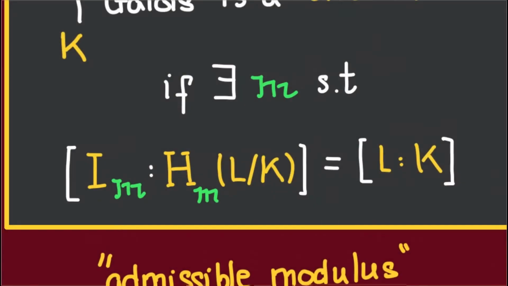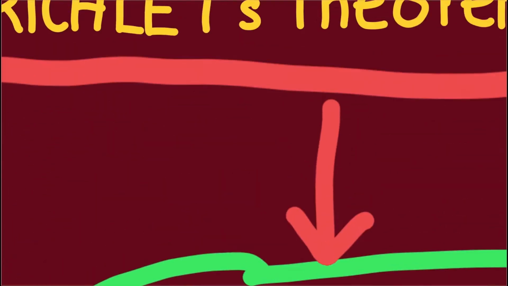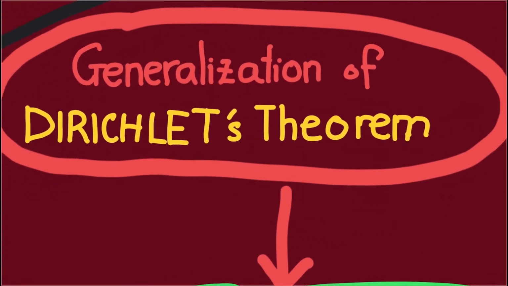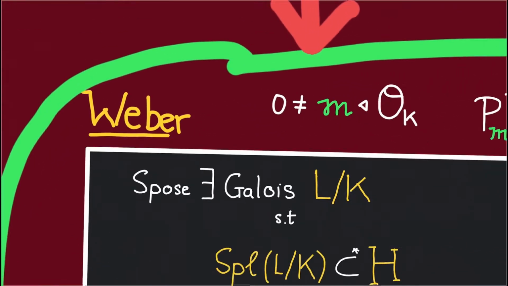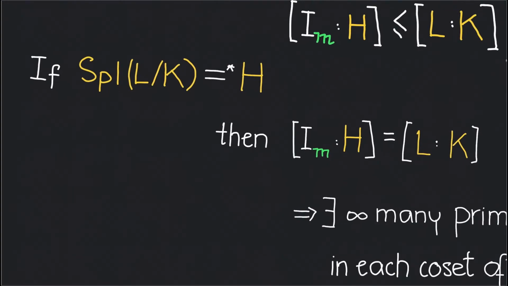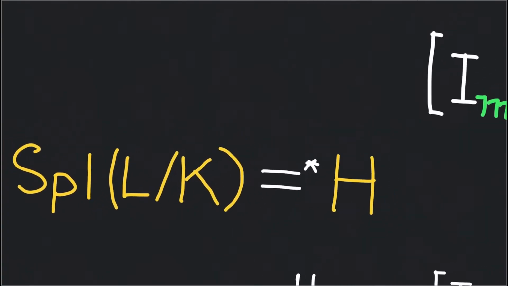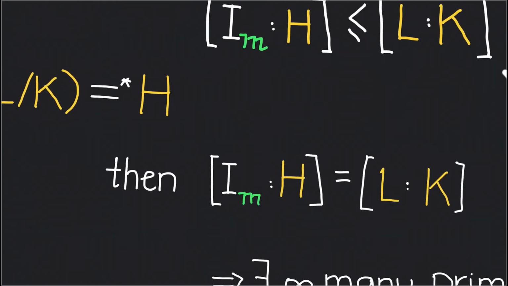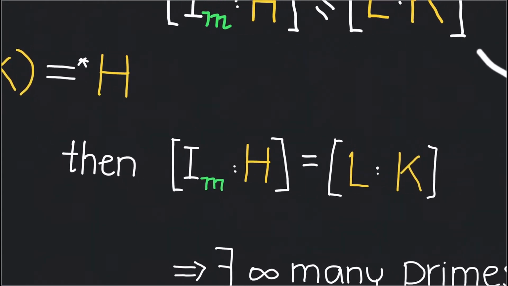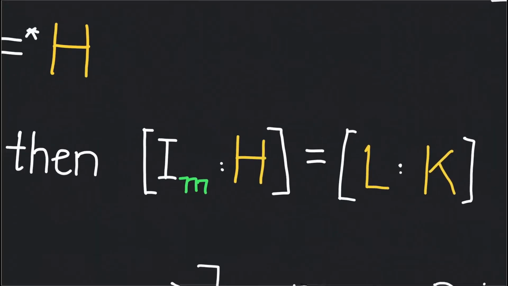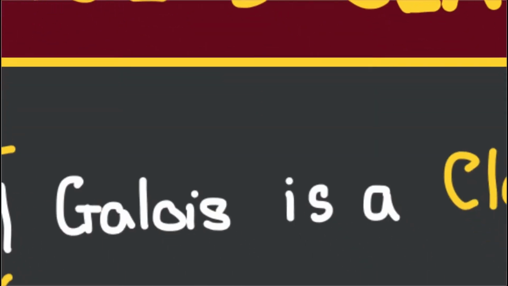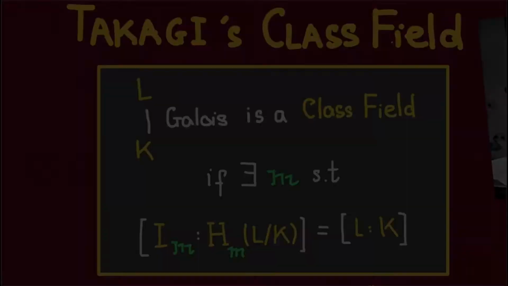This definition was inspired by Weber's generalization of Dirichlet's theorem. Recall that in Weber's generalization, we have that if L is a class field of an ideal group H, then the index of H inside I_M is going to be equal to the degree of the extension L over K. Takagi used this identity instead of the splitting law to define class field.